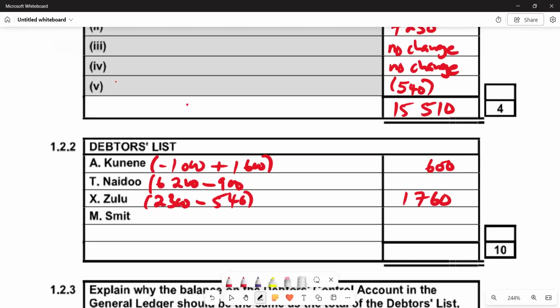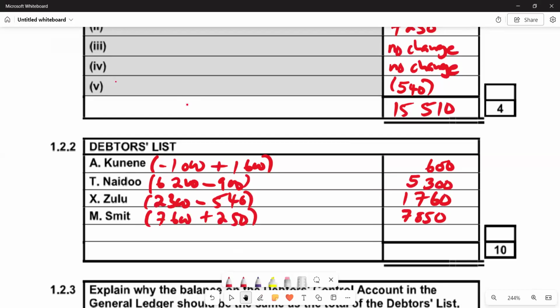So on M. Smith, we are saying 7,600, and then we add 250. And then say 7,850. This is what we have. So here, remember the calculation of T9, we can just maybe close it. It says 6,200 minus 900, and then we get 5,300. So this is what we have.